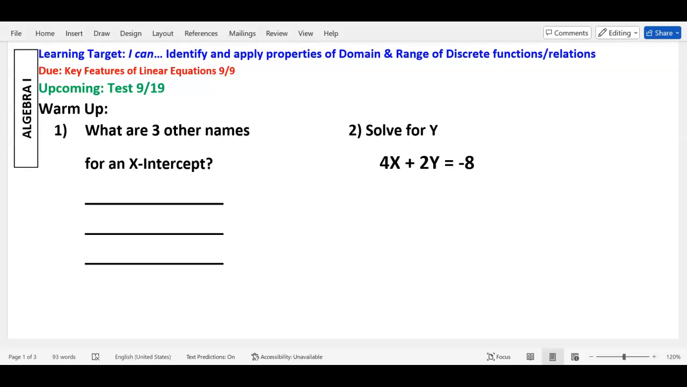And here we go. So today we're moving on to domain and range of discrete functions. Specifically, you might remember discrete is discontinuous, disconnected is another way to say it. That's different than the normal continuous connected functions that we've seen. Now you can see here what's due is what we did yesterday. You can see it right here.